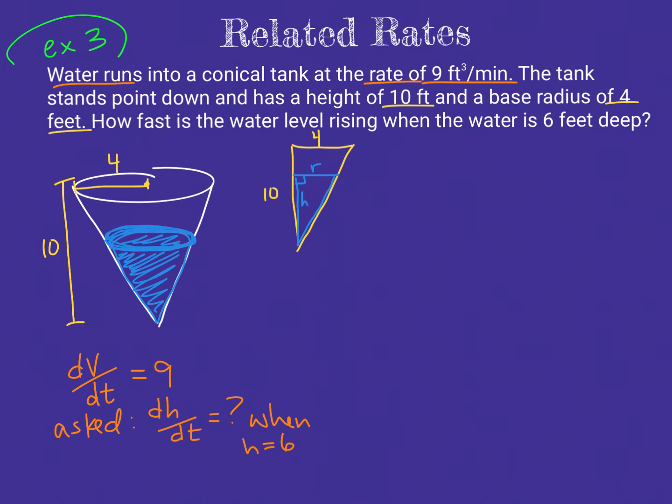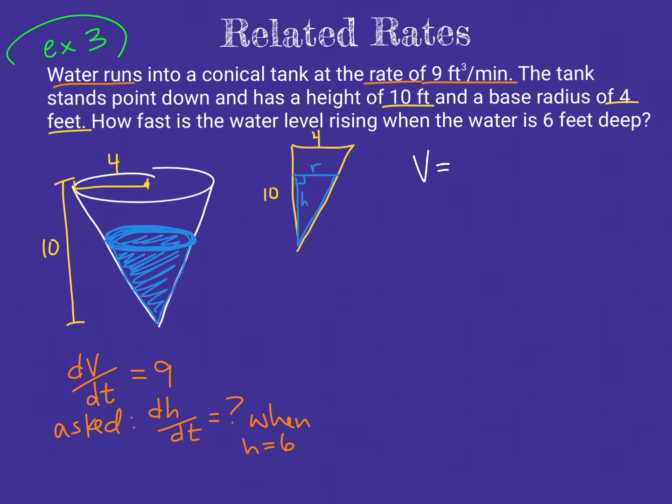So 10 to 4 equals 6 to r, and we could find r. But let's see if we actually need that or not. There's two ways to solve this problem overall, and this is basically the setup for both of those ways. We know that regardless of the way that we choose, we do need to set up our equation.